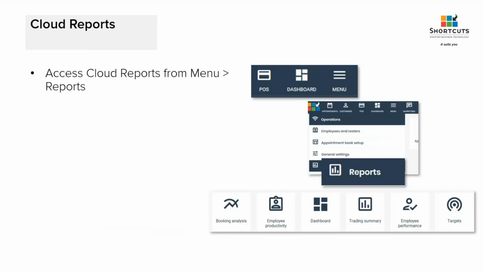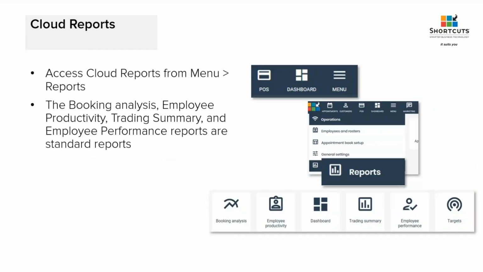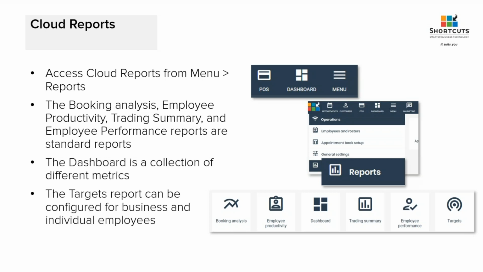So how do you get there? When you're in the cloud, you're going to go to menu and reports. So these are the big reports that you have: booking analysis, employee productivity, the dashboard, the most popular of all of the reports, the trading summary, employee performance, and targets.